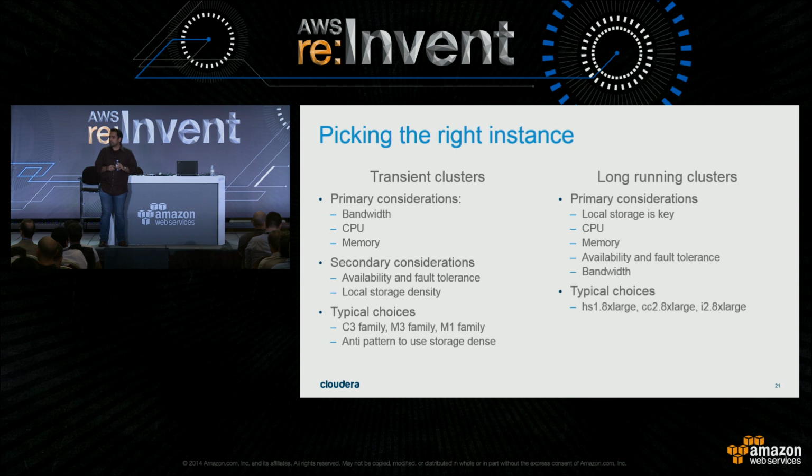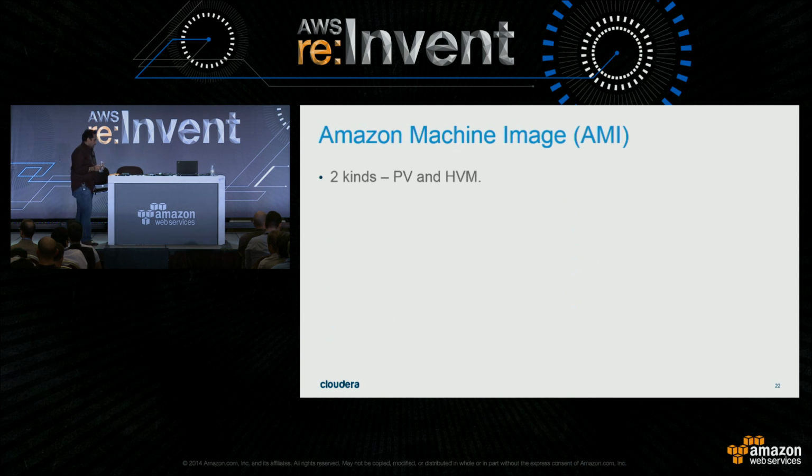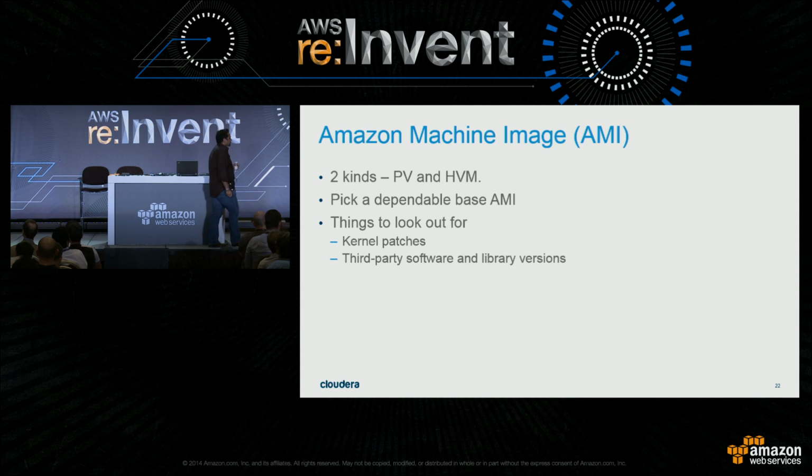Typical choices that we see customers use are HS1 8XL, CC2 8XL, I2 8XL. Mostly for storage-heavy use cases, HS1 8XL is the instance type that our customers pick. From there, you obviously have to pick the right AMIs as well. You really have two choices, right? There's either PV or HVM. And one thing that I would say is pick a dependable base AMI, something that a vendor supports, because you don't want to be worrying about and managing your own AMIs. So if somebody supports an AMI, that would be the place that I would start. Things to look out for when you're looking at an AMI are whether the kernel patches are up to date, and whether all the third-party software and library versions are up to date based on whatever you need to run. Those are the things that I would say to look out for.